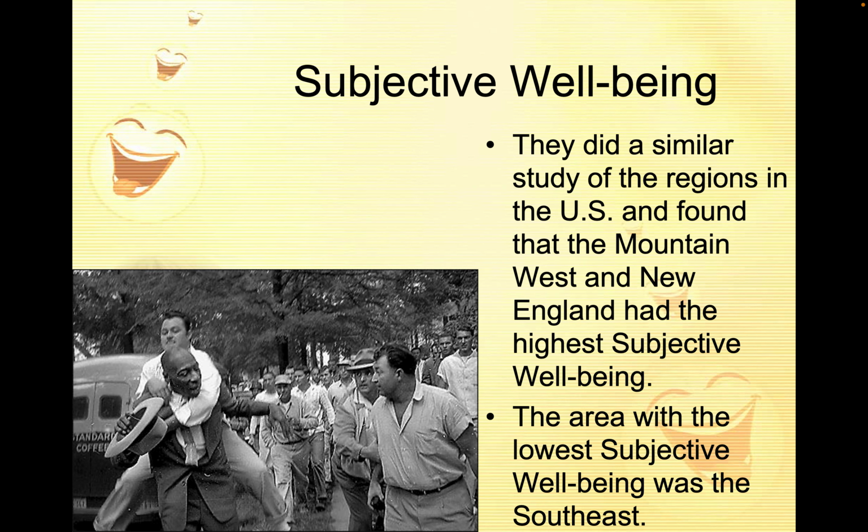They did a similar study of the regions in the United States and found that the Mountain West and New England had the highest subjective well-being. The area with the lowest subjective well-being was the Southeast.